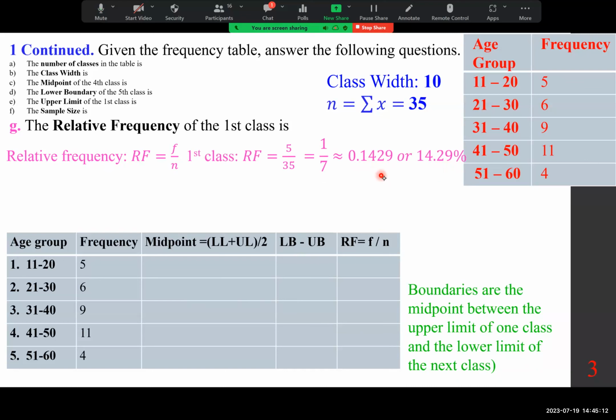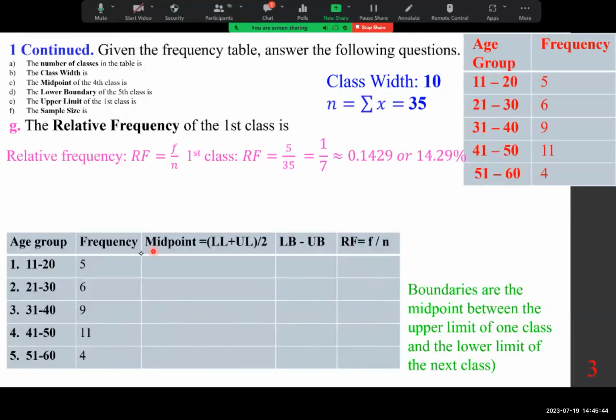Now, boundaries are the midpoint between the upper limit of one class and the lower limit of the next class, as it was mentioned in the previous case. So what I want to show you is how we find the midpoint, boundaries, and relative frequency. Relative frequency we already discussed: for the first one it is 5 over 35, which becomes 1 over 7. This would be 6 over 35, 9 over 35, 11 over 35, 4 over 35.